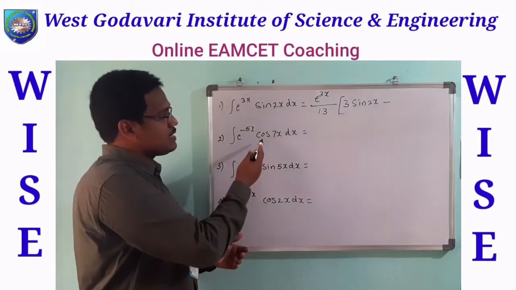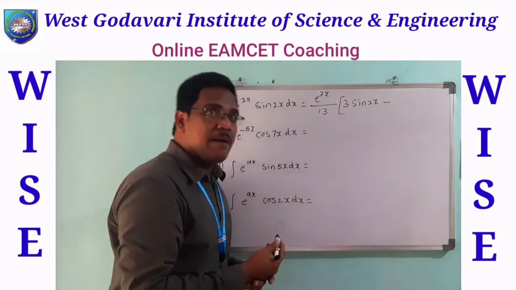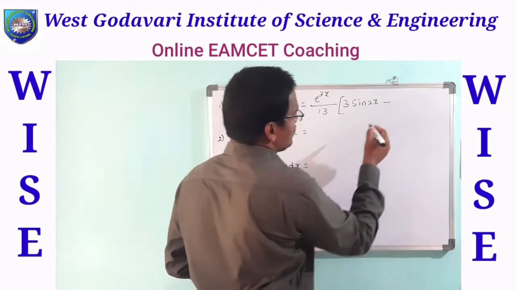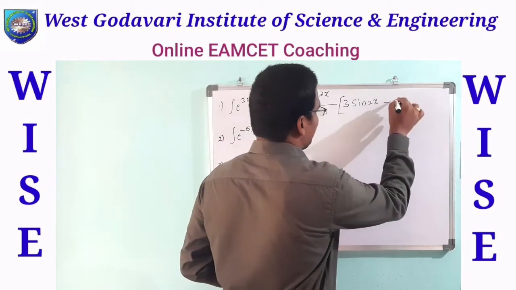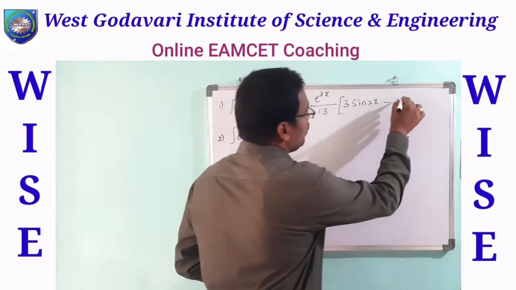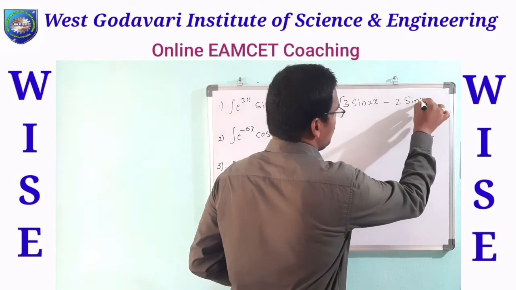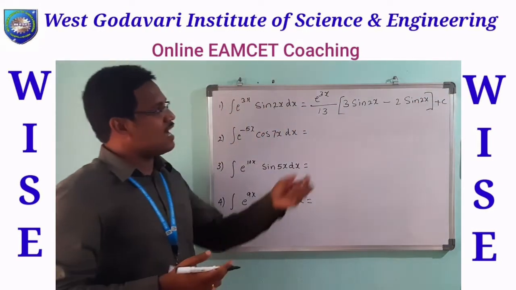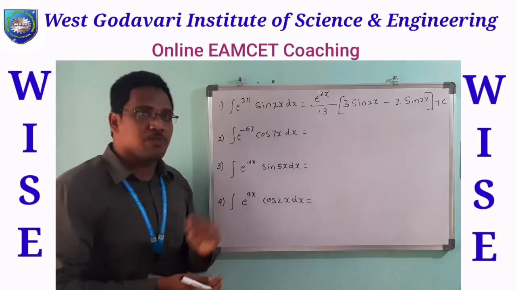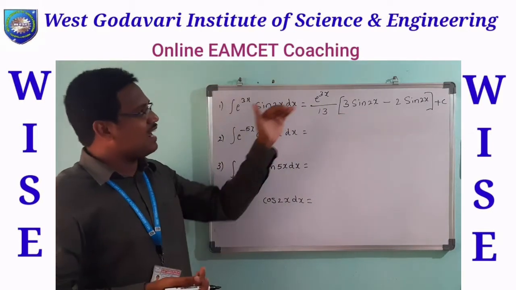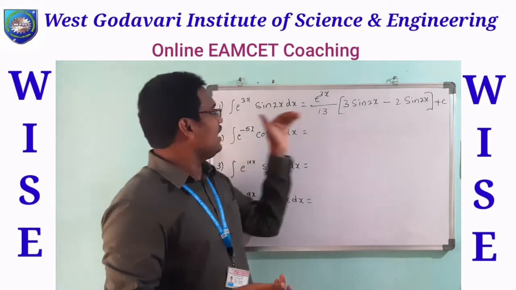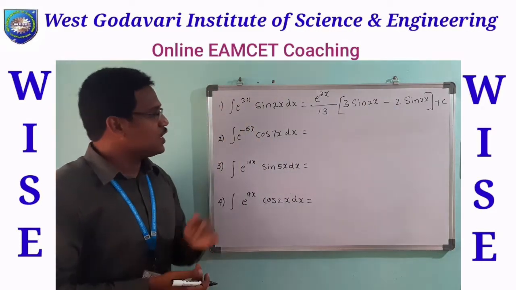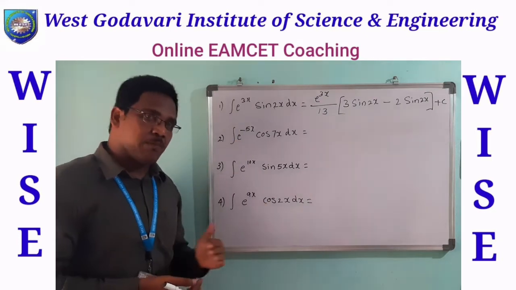Suppose the cos term occurs in the integration, it becomes plus. So m sin nx minus n cos nx. Here the value of n is 2, so 2 cos 2x plus c. So here is the final result for this first problem. We can directly write the answer for the question whenever we know the shortcut trick. It's very easy. Now let us see other problems.